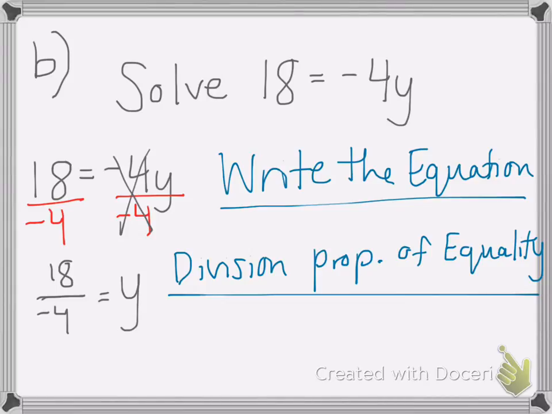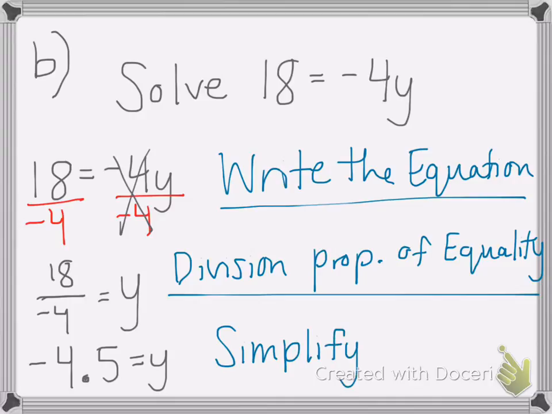18 divided by negative 4. Well, I already know my answer will be negative, okay? Because there's only one negative sign there. So, once you do the math, 18 divided by negative 4, you will come to negative 4.5 equals y. And my step there was to simplify. If you're wondering, Miss Chan, how did you get that negative 4.5?